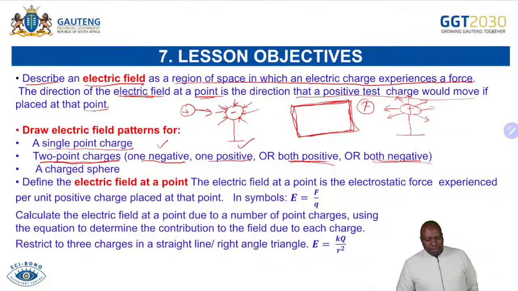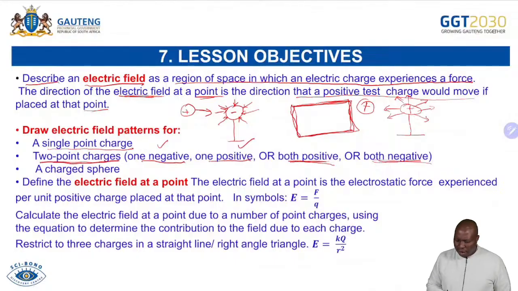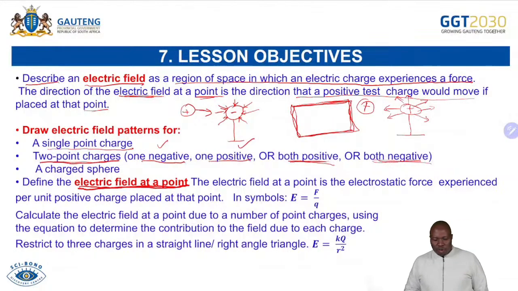And then you must be able as well to define, our third definition, electric field at a point. We are saying you define it as: the electric field at a point is the electrostatic force experienced per unit positive charge placed at that point. So here is your definition. It is the electrostatic force experienced per unit positive charge placed at that point.